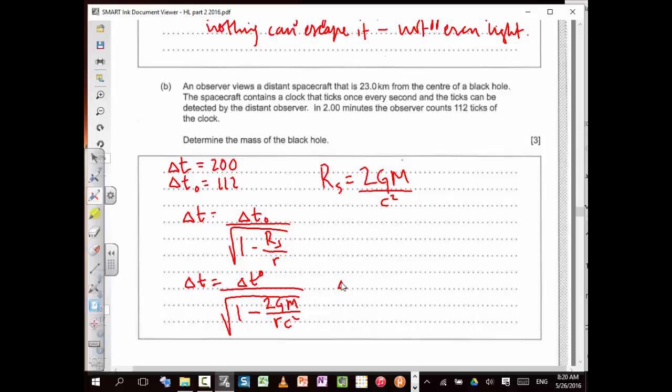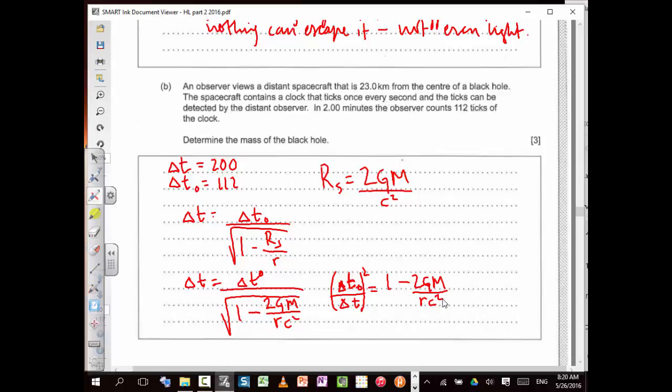Now we just want to rearrange for m. So we get delta t naught over delta t, in fact, let's just square that as well, is equal to 1 minus 2GM over rc squared.